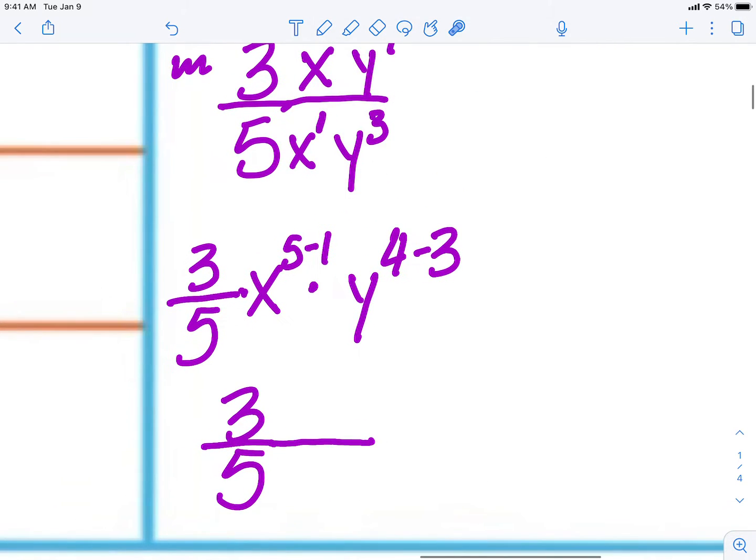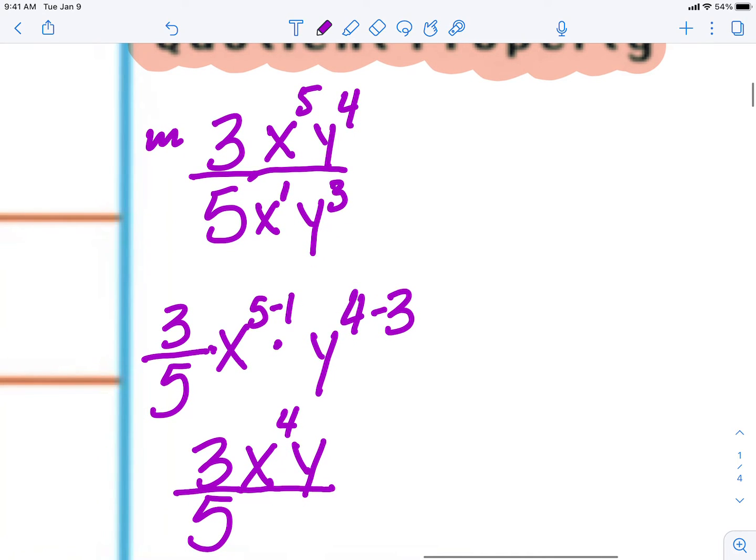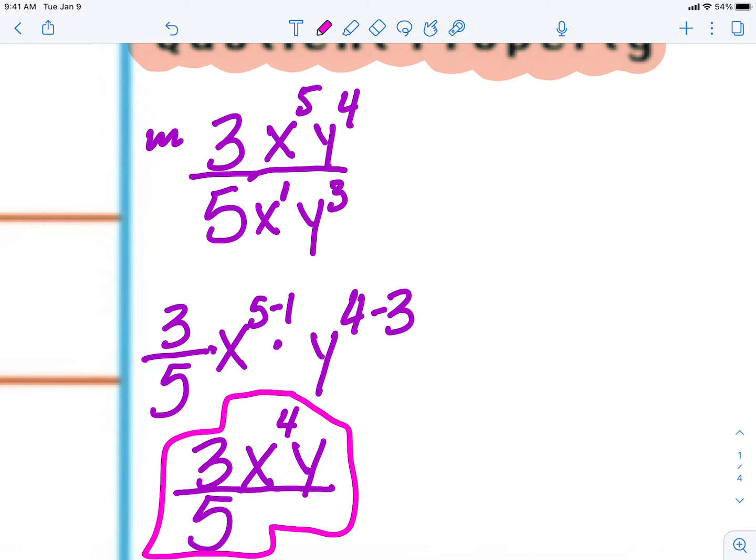You see my x here? 5 minus 1 is 4, so we write this on top: x to the 4th power. And my y, 4 minus 3 is 1, so we can just keep it as y. That is my final solution, my simplification: 3x to the 4th y over 5. How about that?